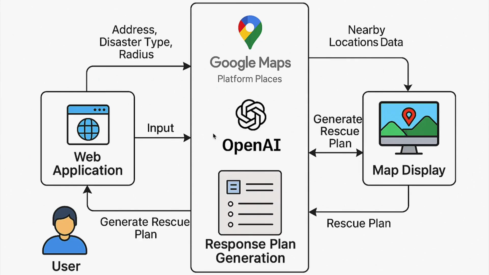When the user enters their input, it goes to OpenAI and generates the response and shows it above the map display. Once the rescue plan is generated, it shows it to the user for them to use.